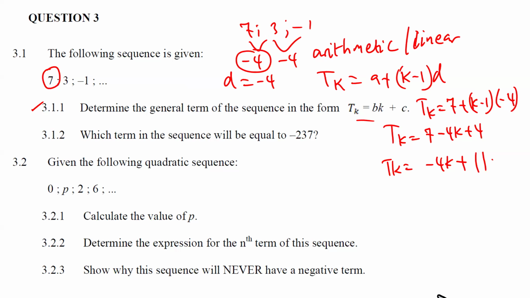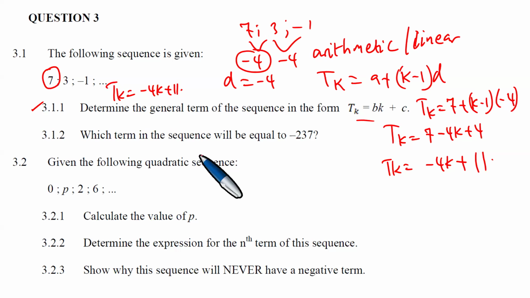Right, so that is the answer. Because it said determine the general term of the sequence in this form, which means that tk is actually minus 4k plus 11, and that is the answer. Okay, let's look at 3.1.2.